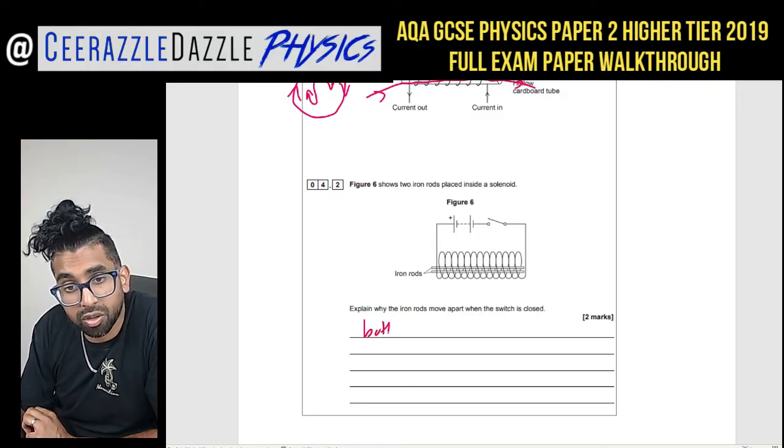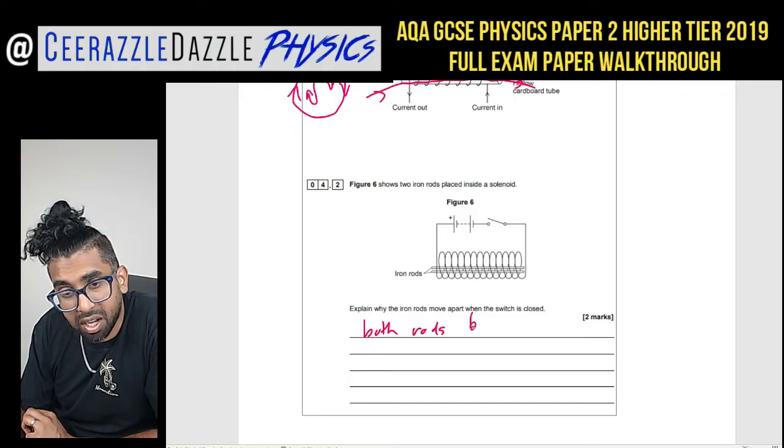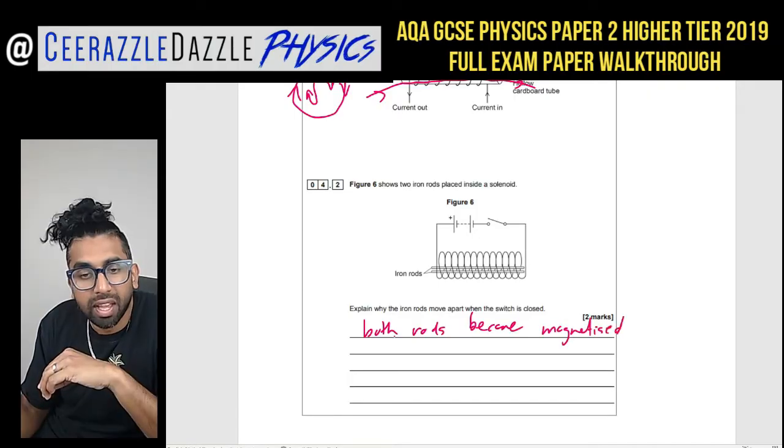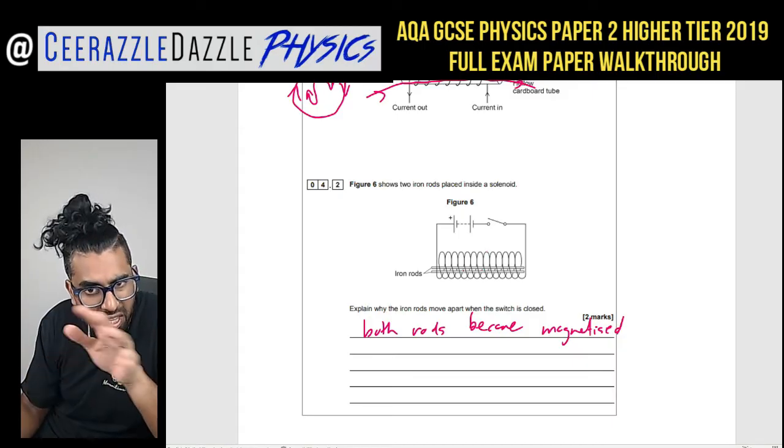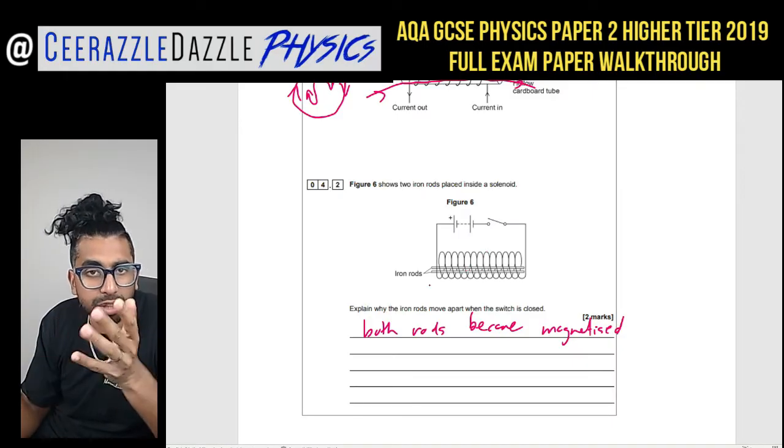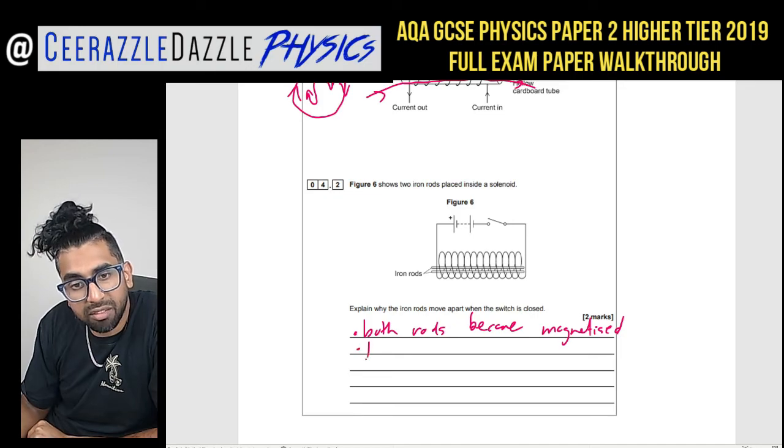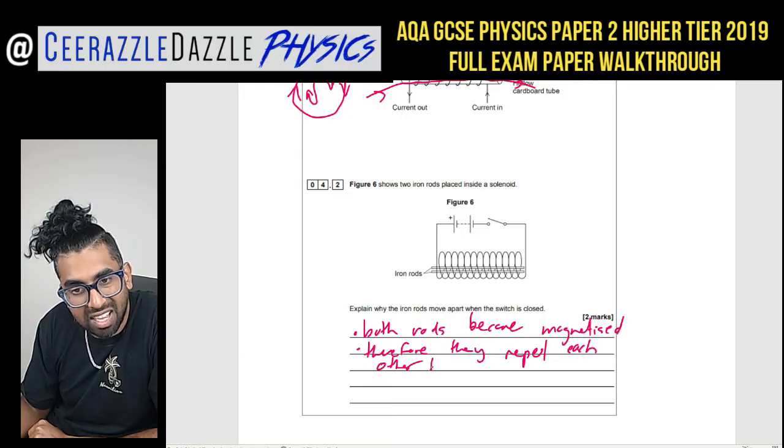So both rods become magnetized. And as they both become magnetized, they will have the same polarity, and therefore they will repel each other, as they have the same polarity.